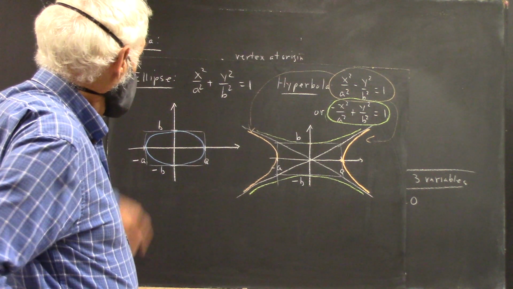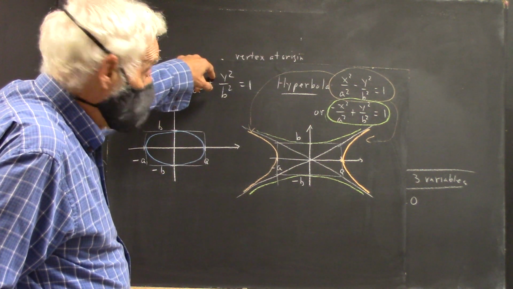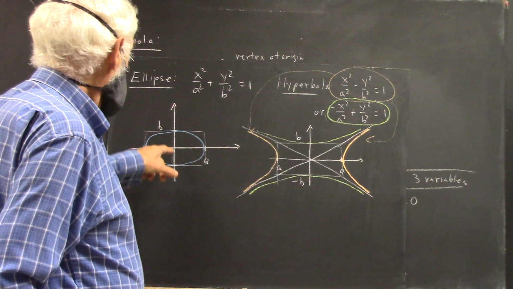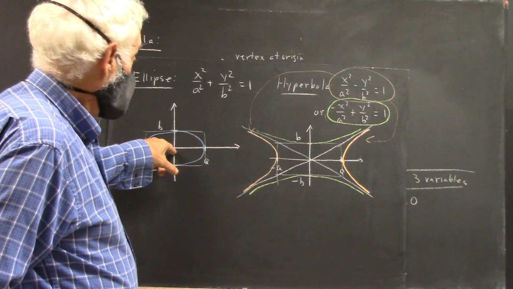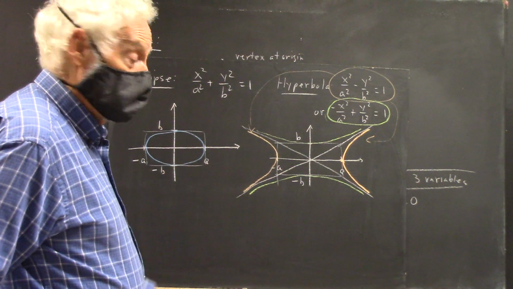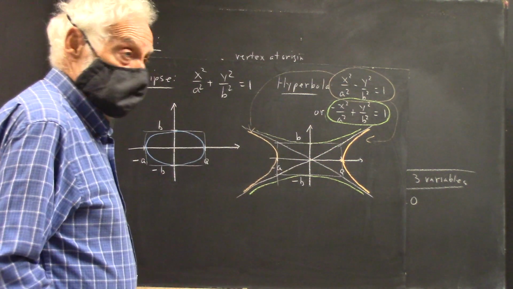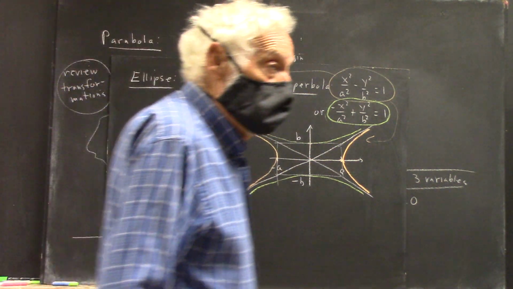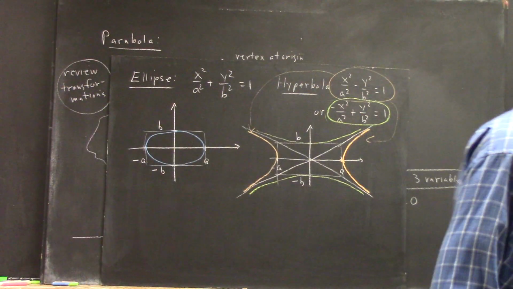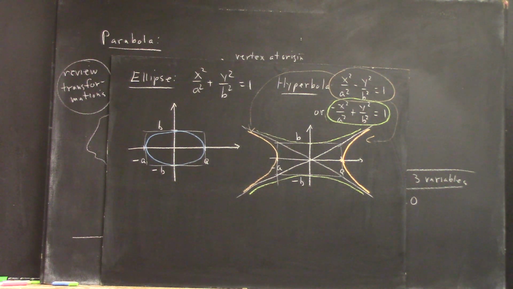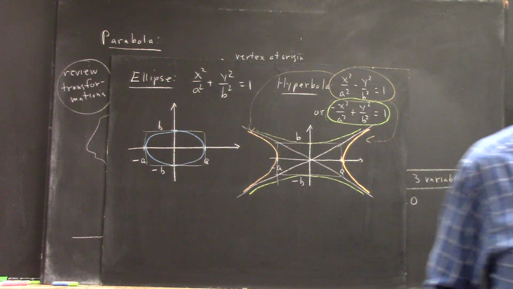Now, of course, if you had x minus h squared and y minus k squared, the center would not be the origin. The center would be the point h, k, wherever that happens to be. We just move the whole thing over to h, k, and there it is. You're not going to have to worry too much about translating these things. Most of them will be centered at the origin.